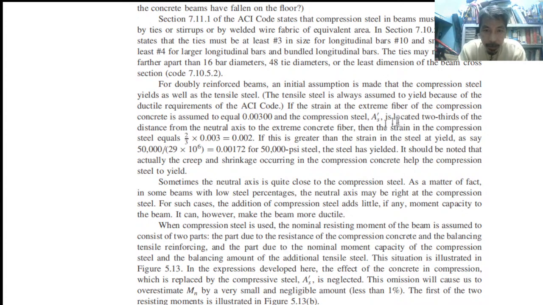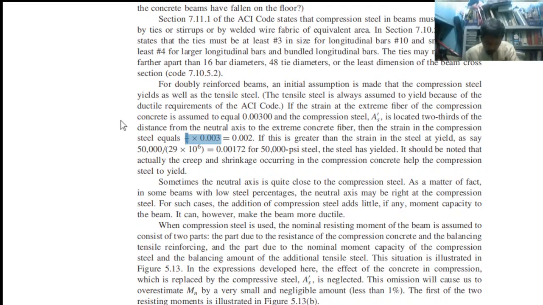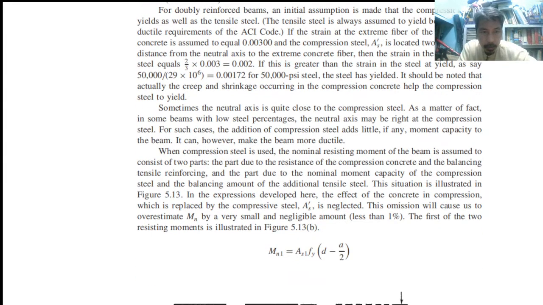If the strain at the extreme fiber of compression concrete is assumed to equal 0.003, and the compression steel is located 2/3 of the distance from the neutral axis to the extreme concrete fiber, then the strain in the compression steel equals 0.002. That is just a simple proportion because we are on the same straight line of the strain diagram. So therefore, we have that idea.